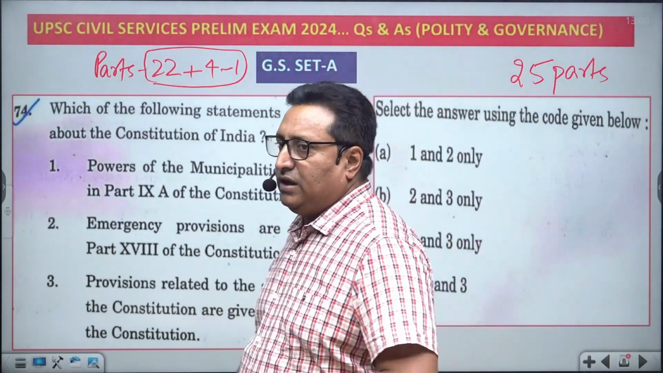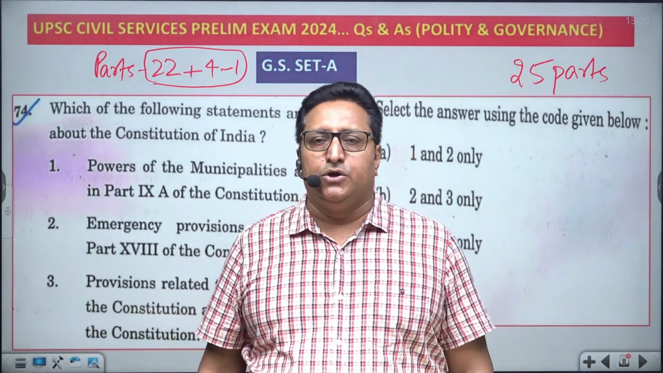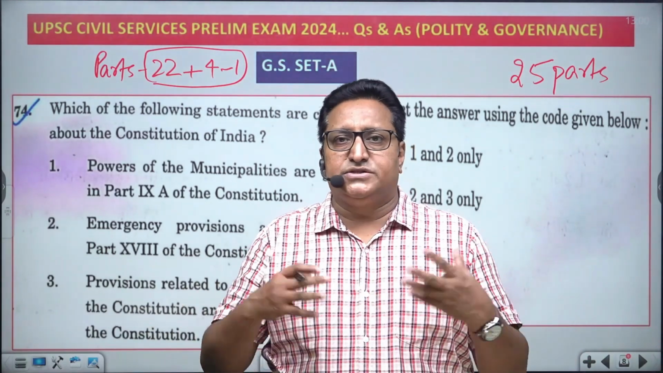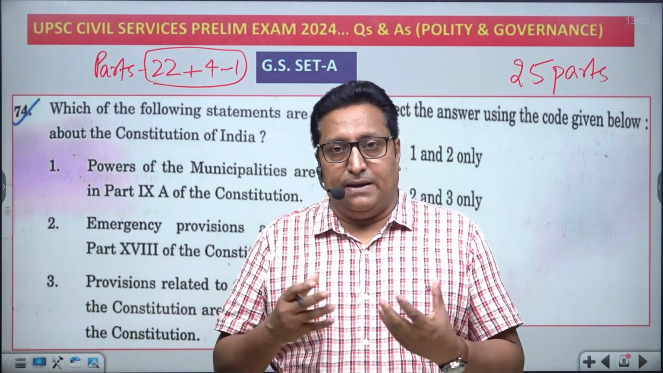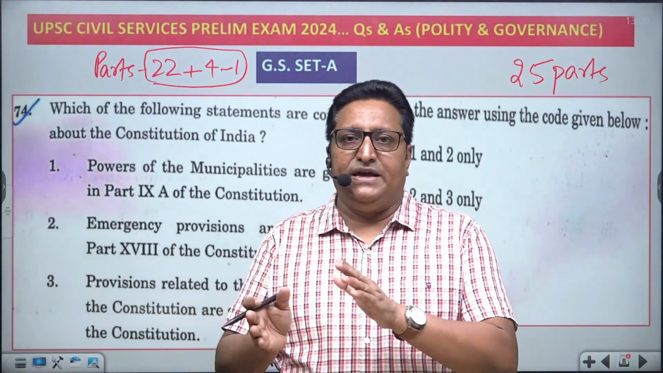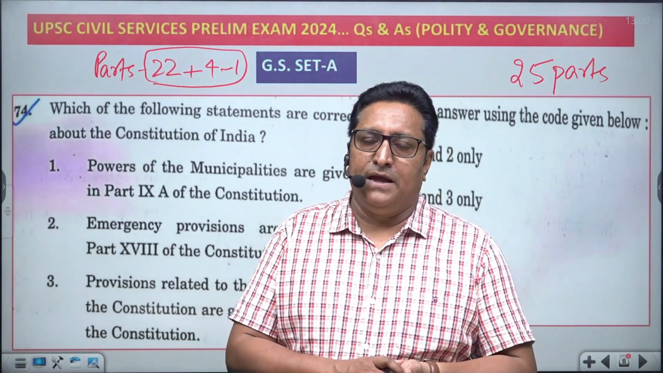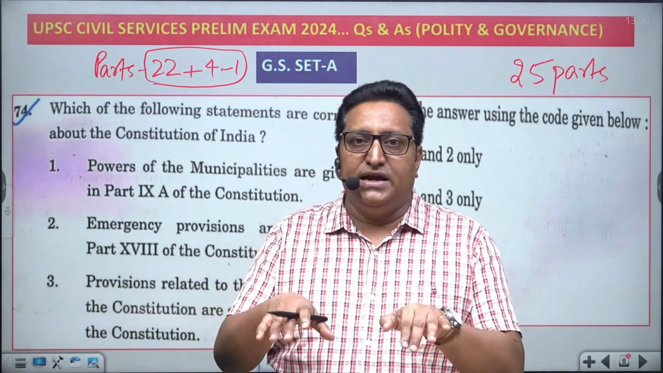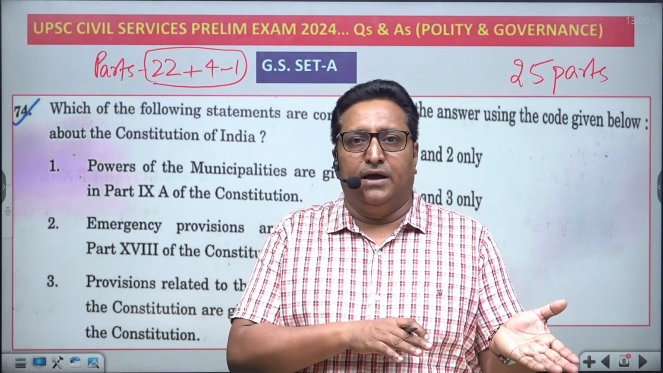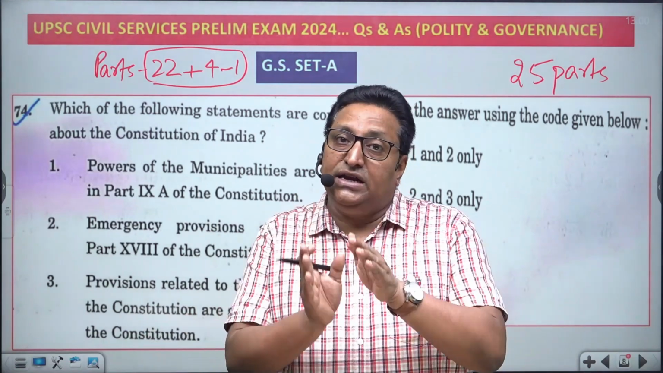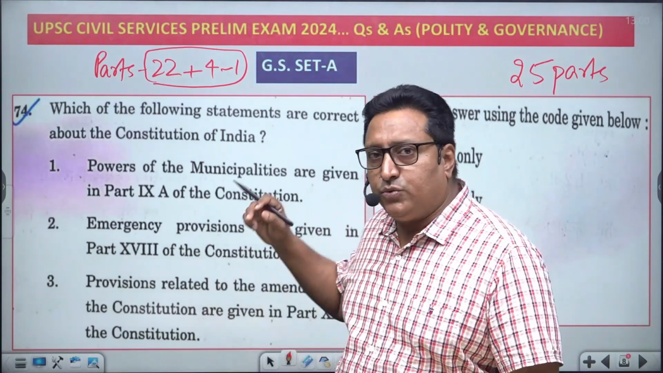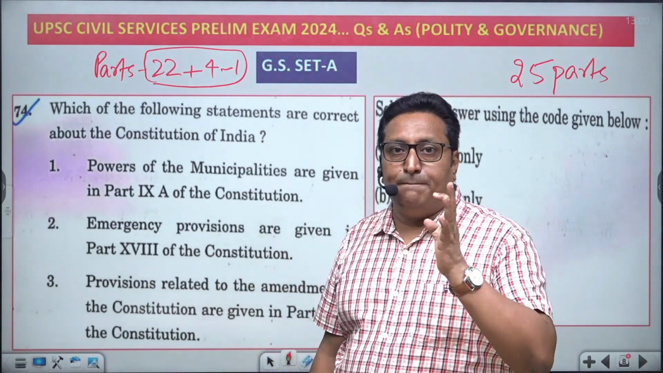Now, a civil services aspirant is expected to know about the various parts of the Constitution. There are 25 parts of the Constitution. Some parts are otherwise also very popular by their name. There is Part 3, fundamental rights. Part 4, DPSP, Directive Principles of State Policy. Part 9, Panchayati Raj institutions. Part 9A, municipalities. Part 14A, this is about tribunals. So you have to remember the parts. Now the question is exactly about the parts.